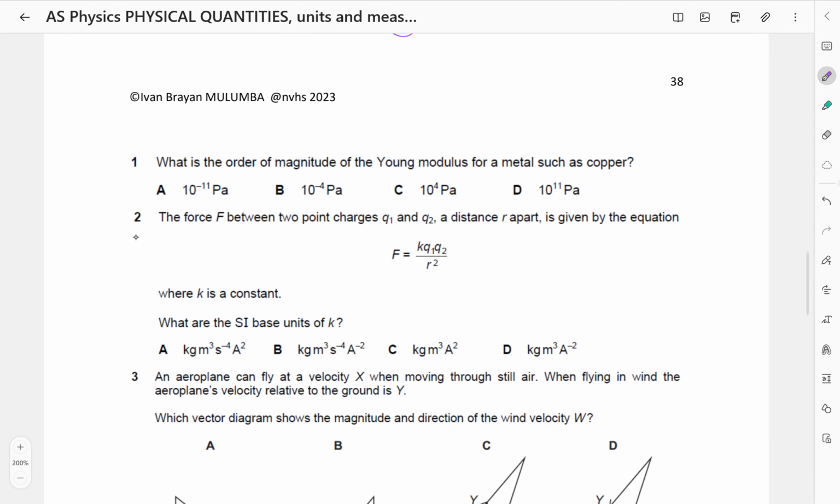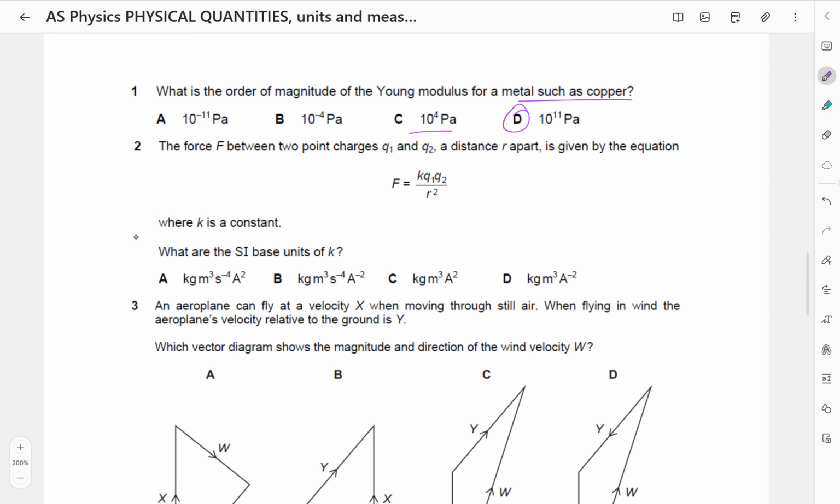What is the order of magnitude of the Young modulus for a metal such as copper? Of course, the Young modulus of metals is of order power 11, so the answer is D. It can't be power negative. Power 4 is very small. Young modulus of metals is 10 power 10, 10 power 11, 10 power 12.